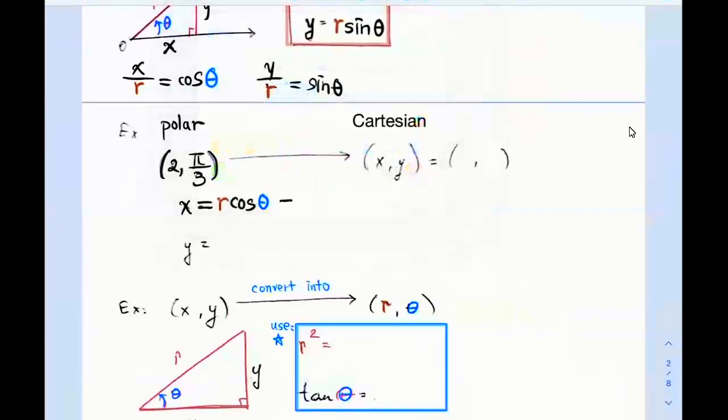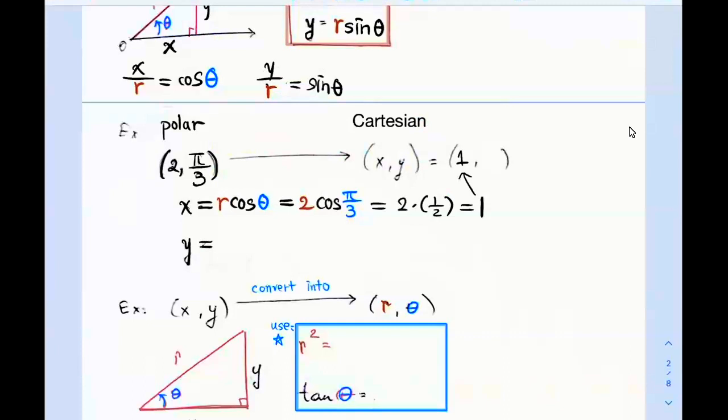So r here is 2. Theta here is pi over 3. What's cosine pi over 3? 1/2. Yes, very good. So you have 2 times 1/2, which is 1. So the x coordinate will be 1, right? Good. Can you find the y coordinate?